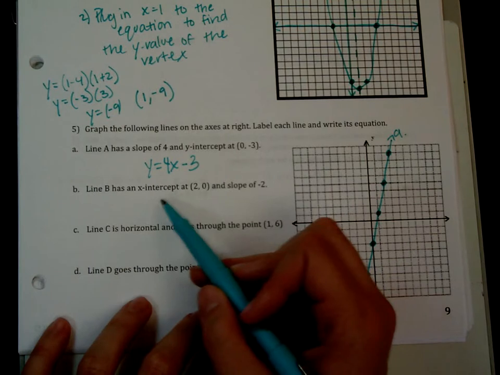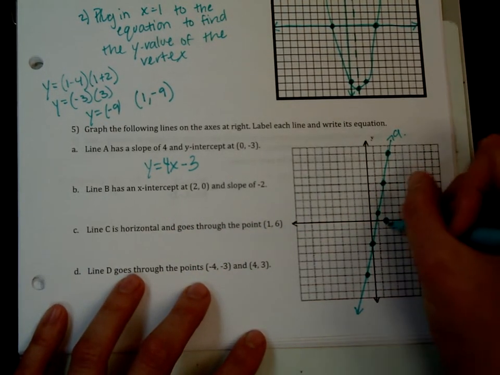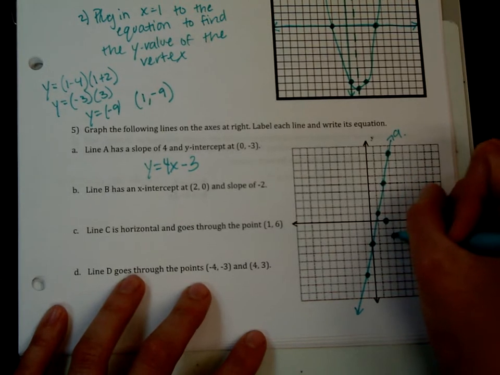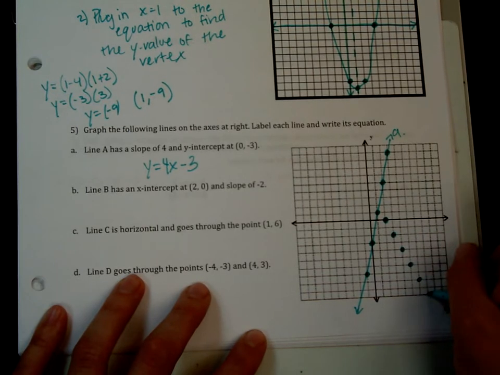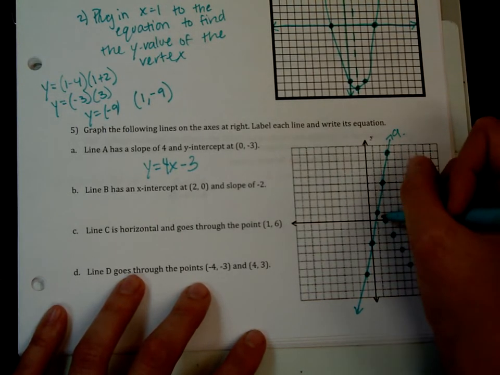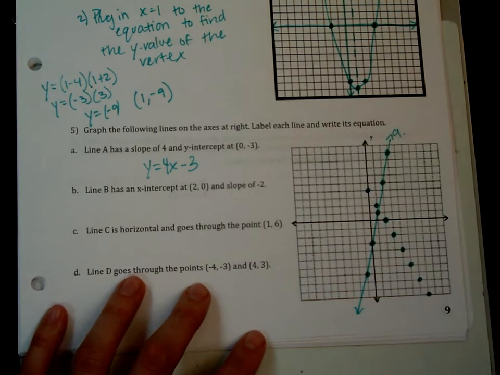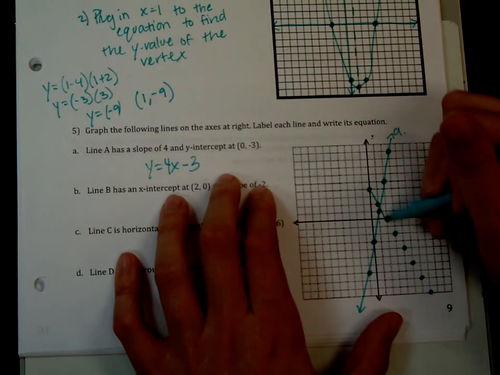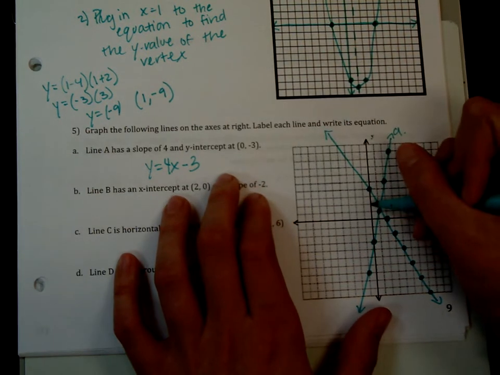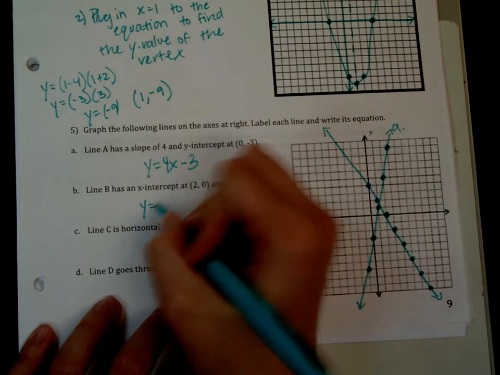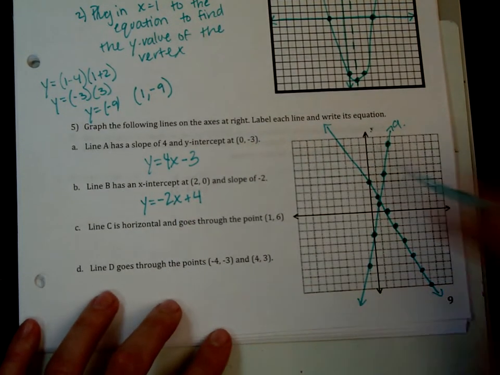The slope is 4 and the y-intercept is -3. Line B has an x-intercept at 2, 0. So that's right here, and a slope of -2. So down 2 to the right 1. To find the y-intercept, I'm going to keep going: up 2 to the left 1, up 2 to the left 1. So it's right there. The y-intercept is 4, so the equation is y equals -2x plus 4. And this is line B.